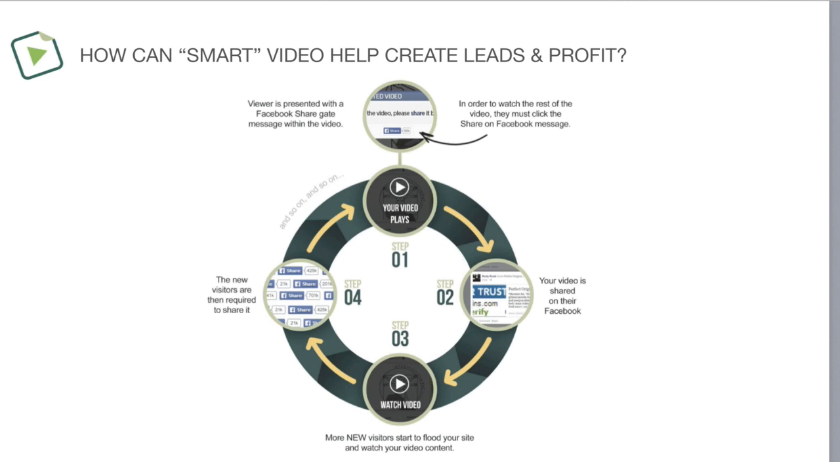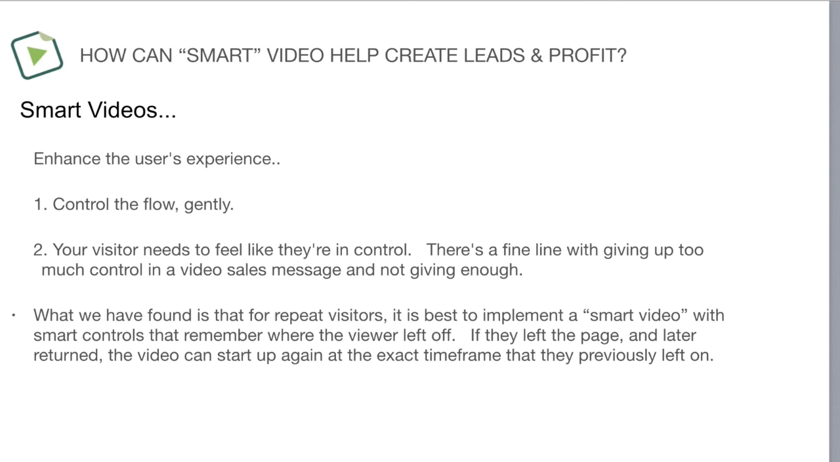Now, here's just a really simple graph that shows your video plays, your video gets shared on Facebook. People on Facebook start clicking on it. They go and watch your video. Then the new visitors are required to share it, and so on and so on and so on. Okay. So it's an ongoing viral effect. Okay. Now, also, smart videos can enhance the user's experience.